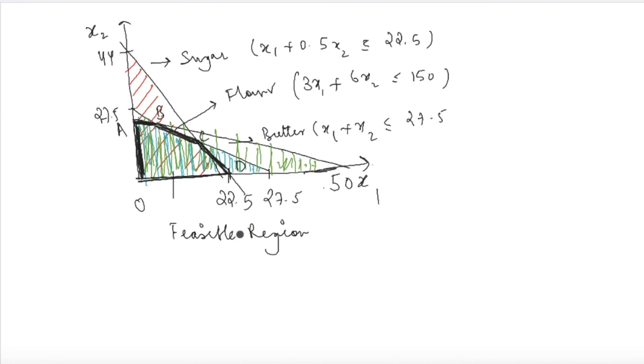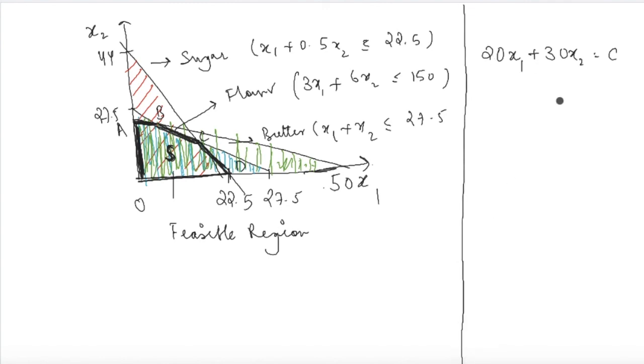Now if we name this entire set as set S, our solution will come from this set S. The point will be from this set S, but what is that exact point? For that, we have to find the value of x1, x2 such that this function, 20 into x1 plus 30 x2, which is our criterion function, attains the maximum value.